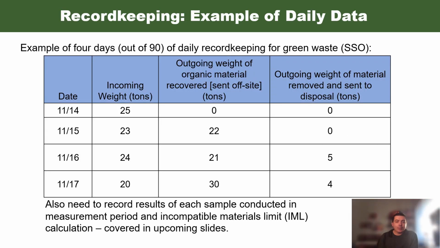So here's an example of what that might look like based on tonnage received. We'll want to know the incoming weights based on whatever the material stream is, whether it's MO or SSO. We want to know the outgoing weight of those materials sent for recovery. And then we want to know the outgoing weight of those materials sent for disposal. And again, if they are receiving multiple waste streams, they're going to want to have records for both MO and SSO. We're also going to need to see those additional records as well that would include whatever the results of the measurements were, as well as the result from their incompatible material calculation.